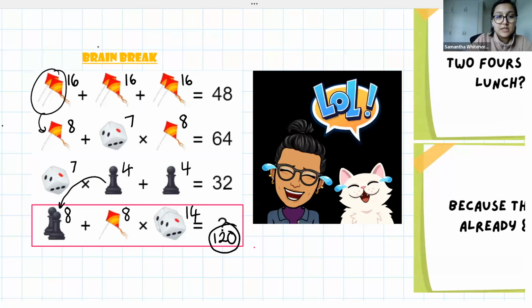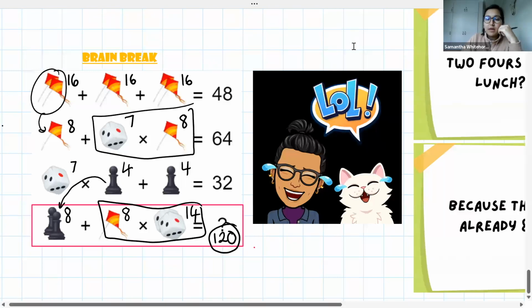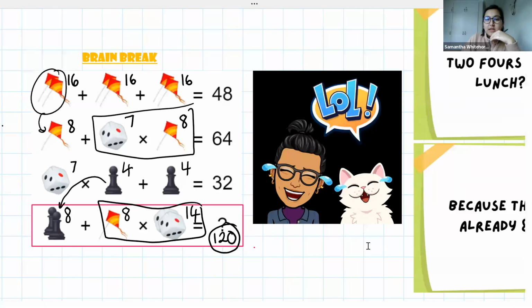And now what we also need to remember is BODMAS. So remember in the second and the fourth equations, you need to be doing the multiplication first before you do any addition. So always remember BODMAS, but very nicely done, Lwazi, 120.